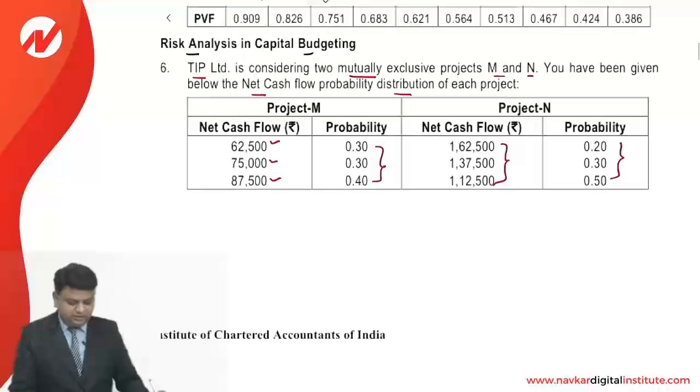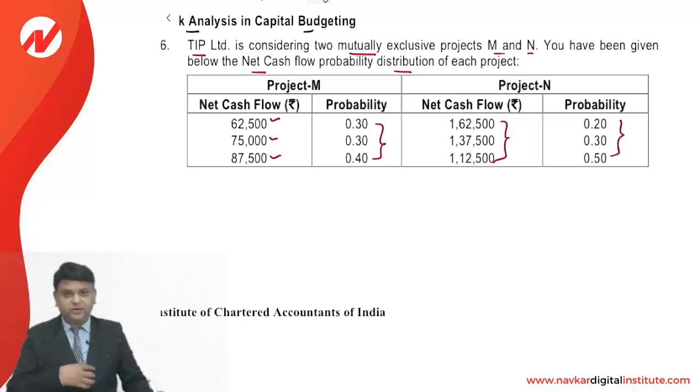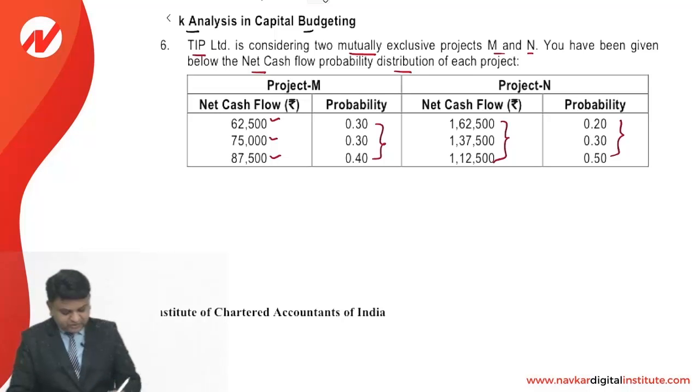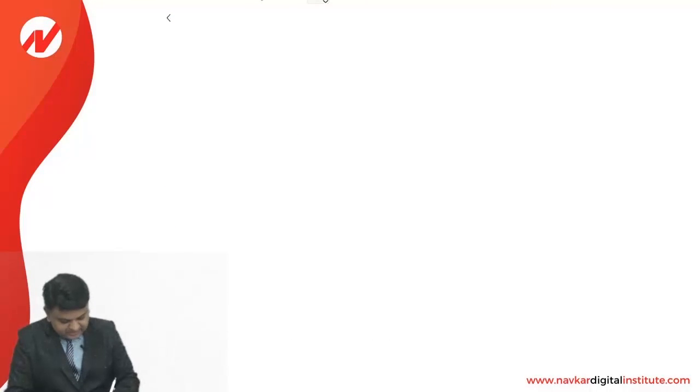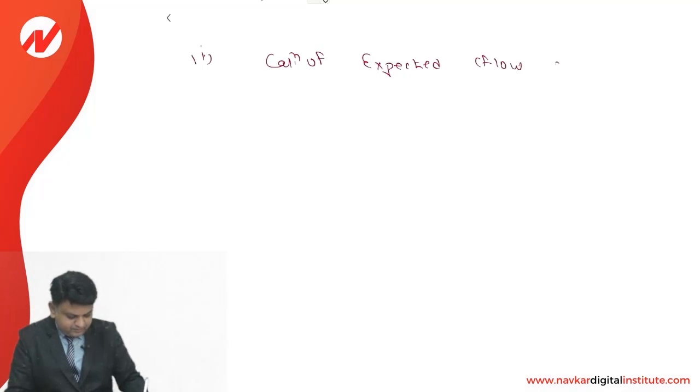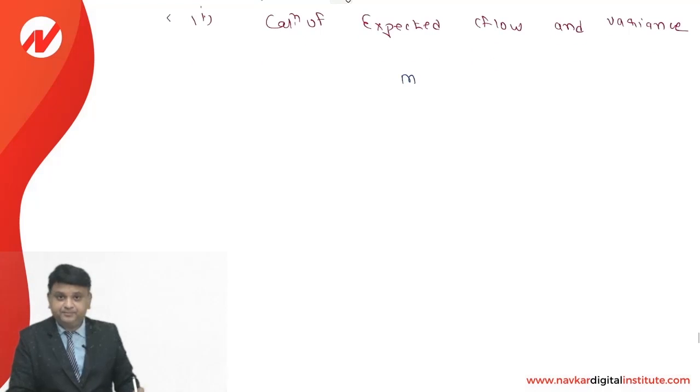So let us first of all complete the working for the initial questions wherein more computations are required. First of all I am doing it for M project. So I am writing answer for the first question. Calculation of expected cash flow and variance. Since we can do both of them in one table only, I am doing both of them together. We'll do it first of all for project M.